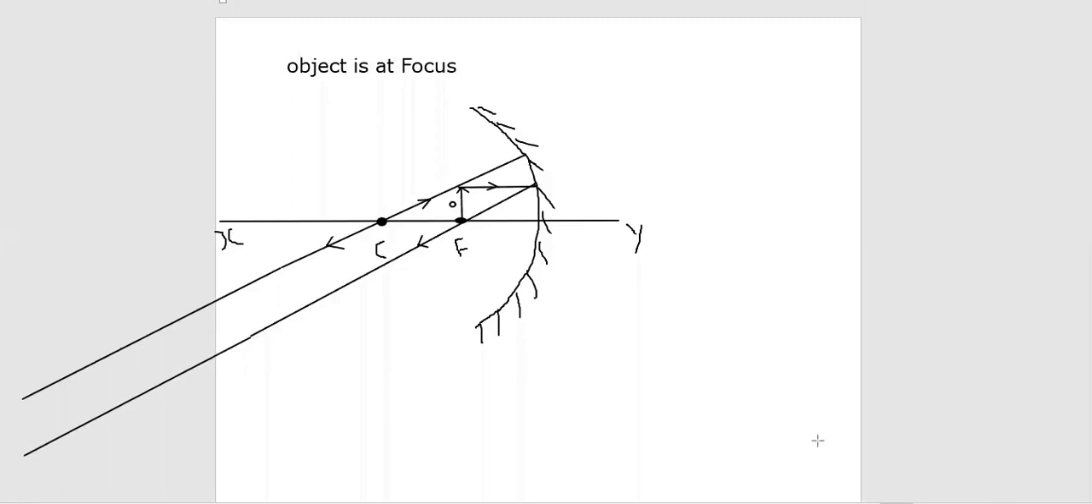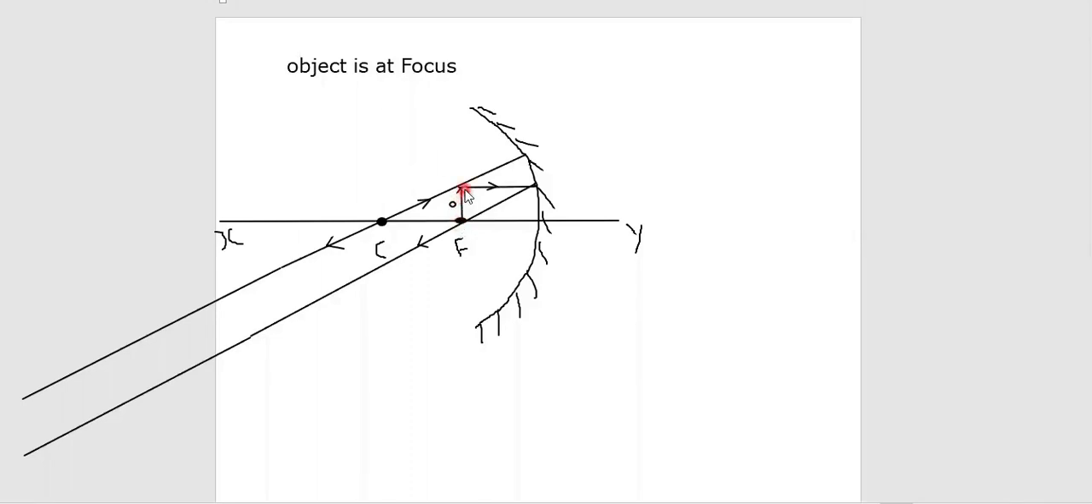Not understanding? Why are you not understanding? See, suppose consider an object is at focus. You can see this one is an object, standing on focus. Or else suppose consider that I am standing on focus of a sphere. If I extend this one, you will be getting a circle here. So I am standing on focus of a spherical concave mirror.